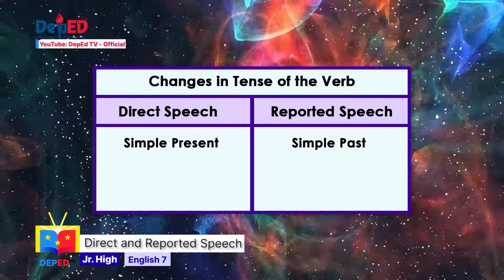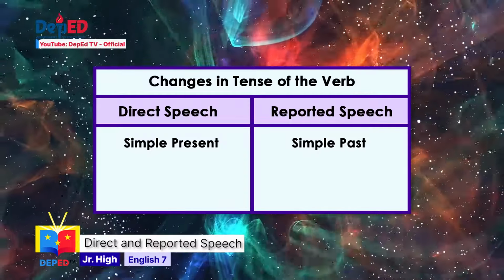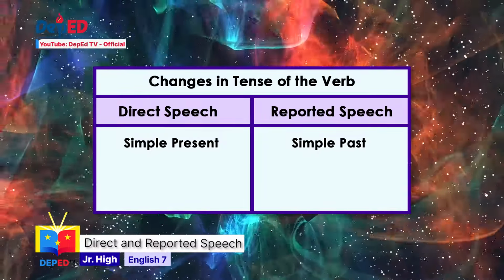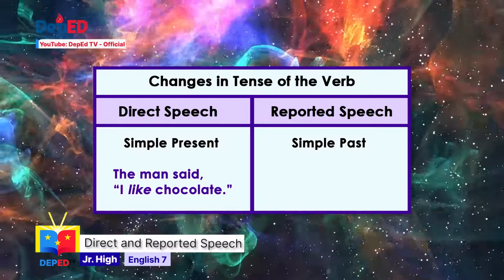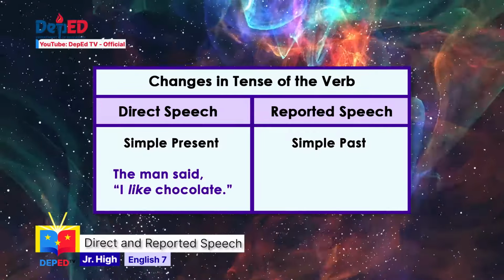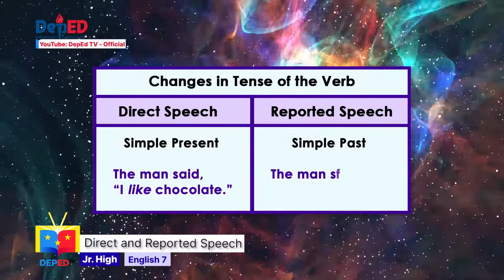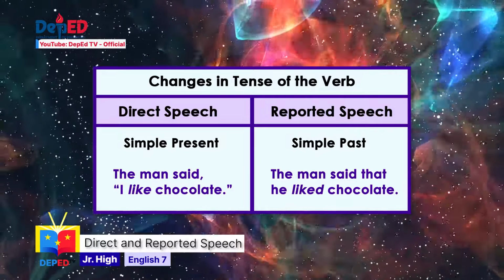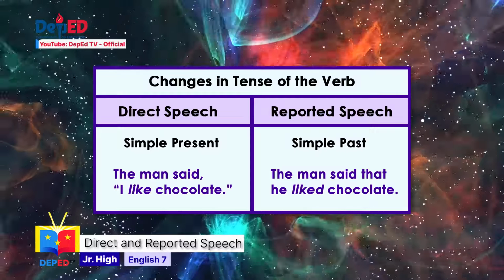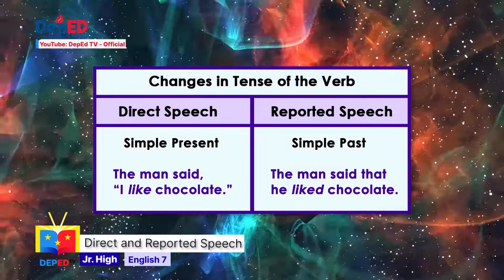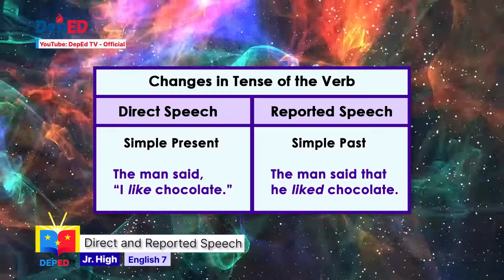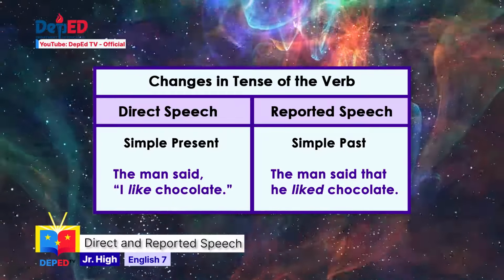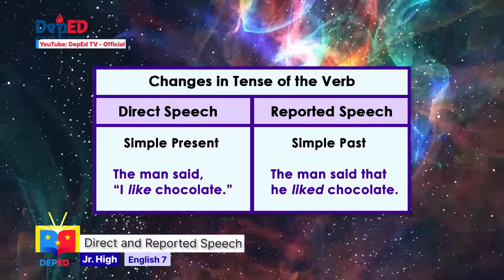Changes in tense of the verb. Take a look at these samples. Direct speech, simple present: The man said, "I like chocolate." Reported speech, simple past: The man said that he liked chocolate. In direct speech, the verb like is in its simple present tense. In reported speech, the verb becomes liked, which is in its simple past tense.